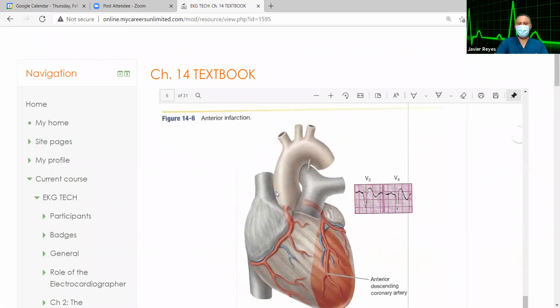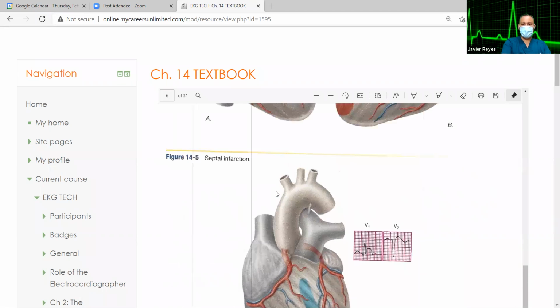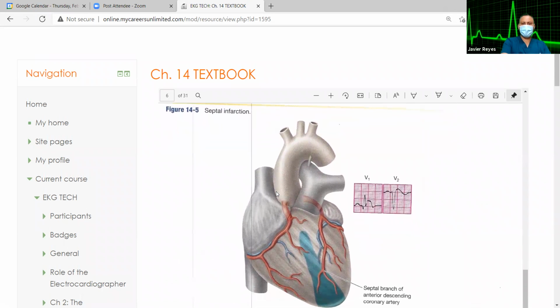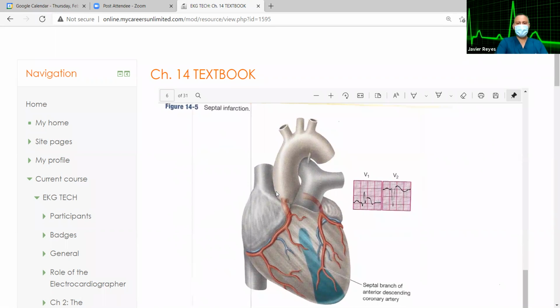Let's look at an anterior infarct. Anterior means what? Front. Posterior, back. So we're looking at 14.6. Did I skip one? Yes, I did. Oh yes, septal infarct. Very easy.